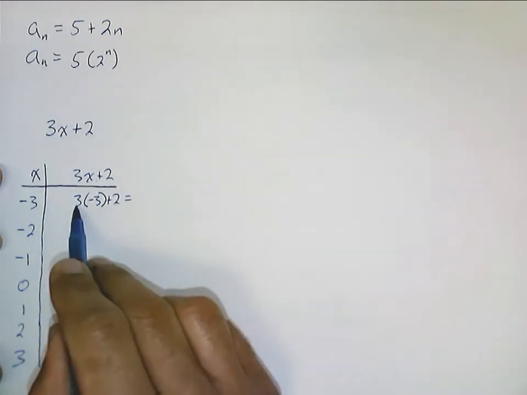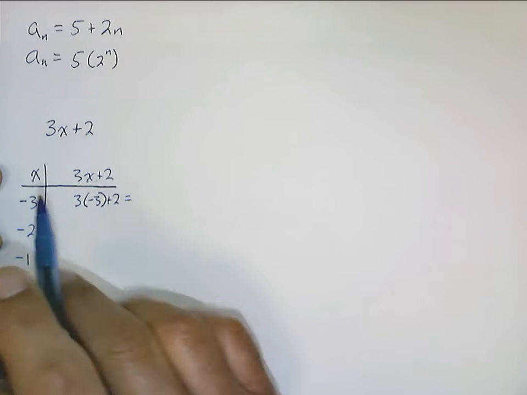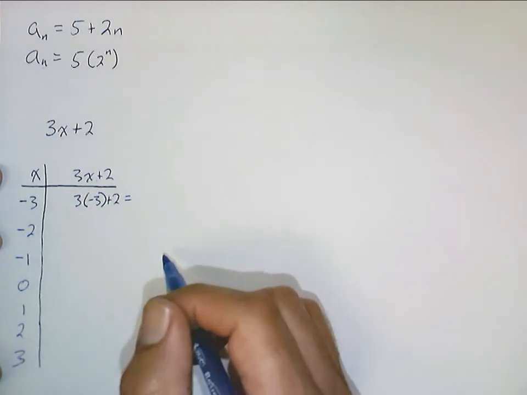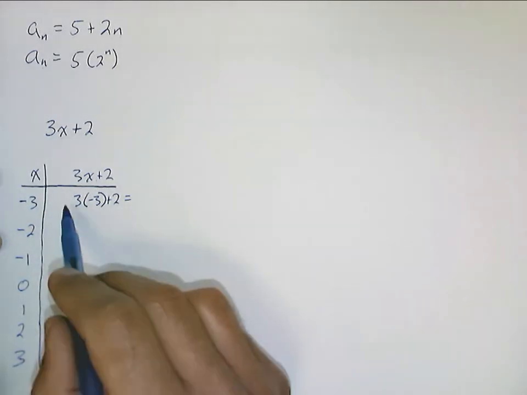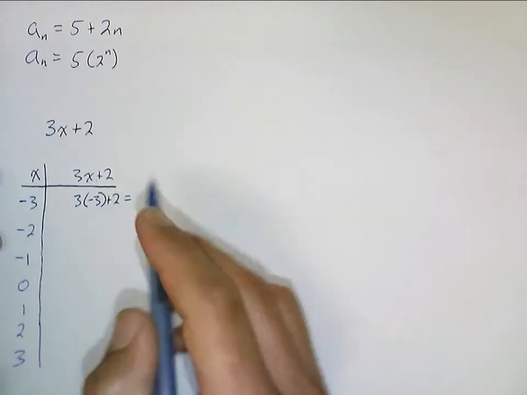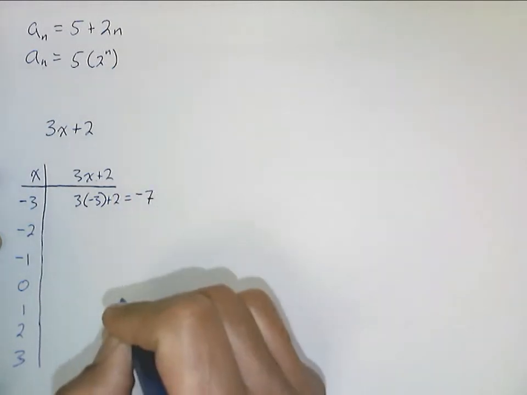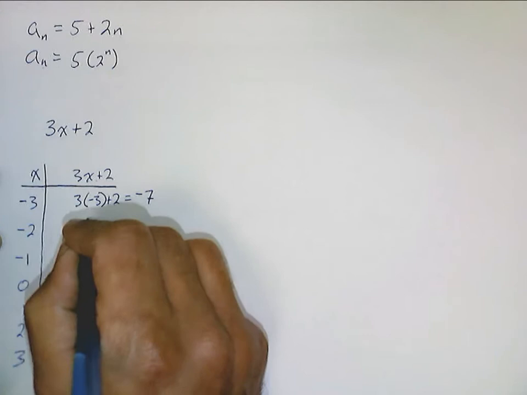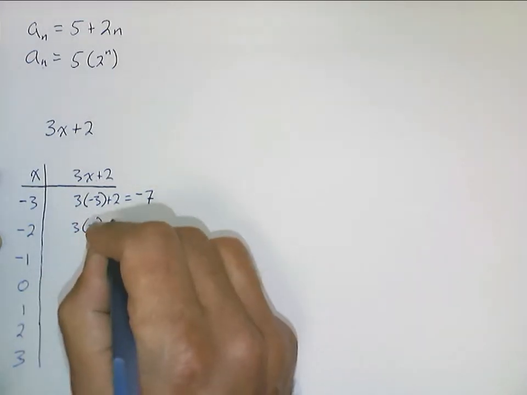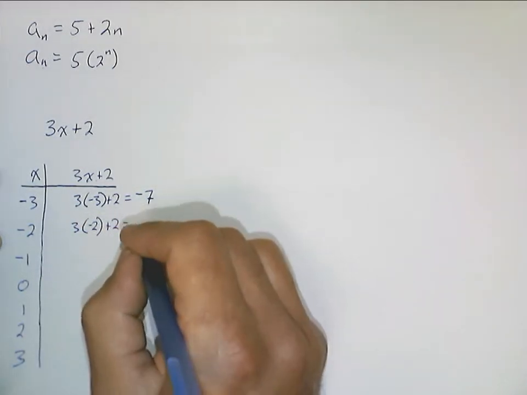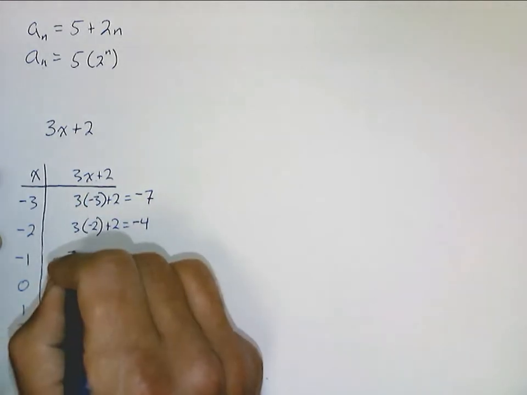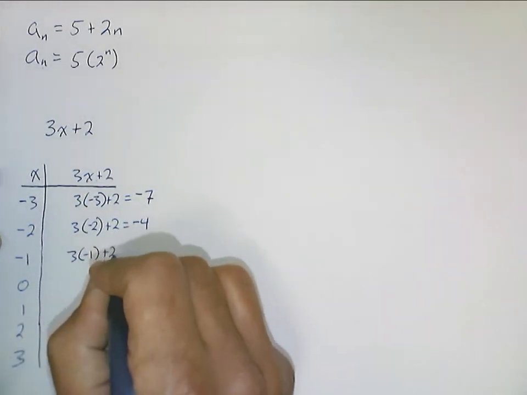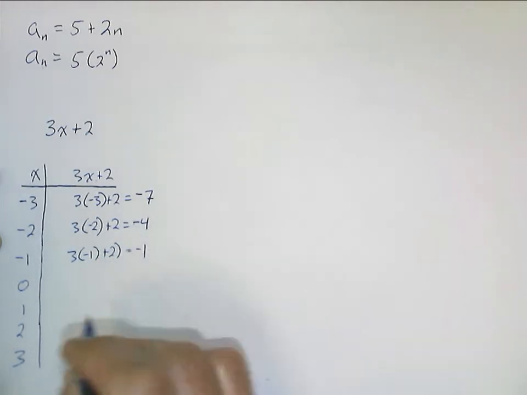Right? So 3, it's not hugely important right now, but when we get to a little bit more complicated expressions, it's going to be. So 3 times -3 is, of course, -9. Add 2, we've got -7. -2, we'll plug that in. 3 times -2 plus 2, that gives us 3 times -2 is -6, plus 2 is -4. 3 times -1 plus 2 is, of course, -1.